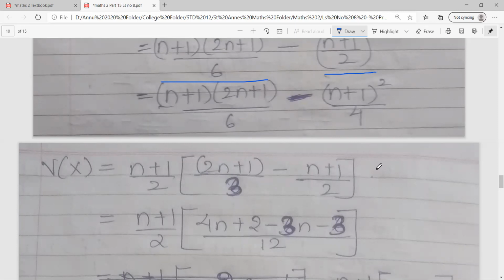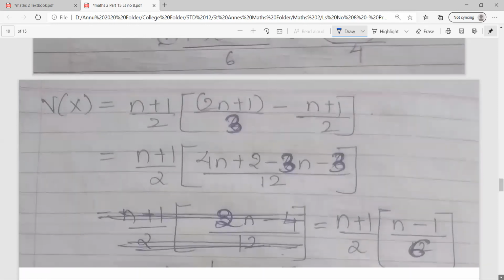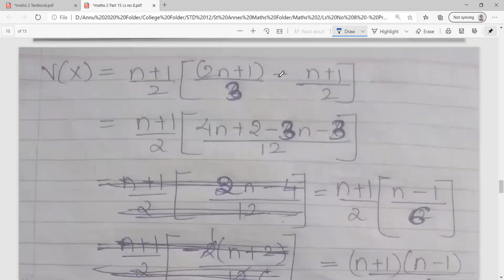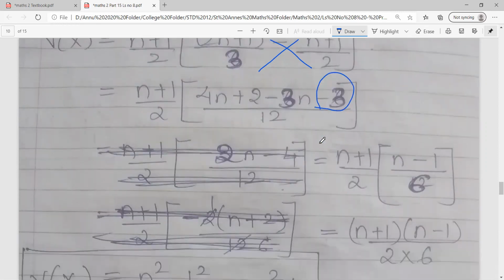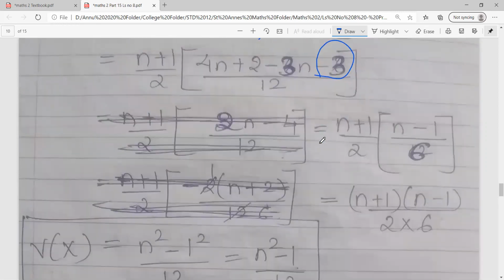So I will cross multiply. n plus 1 upon 2 I have removed as common. So 2n plus 1 upon 3 remains inside, minus n plus 1 upon 2. On cross multiplying I get 4n plus 2 minus 3n minus 3. Be careful of this sign. On subtracting I get n plus 1 upon 2 into n minus 1 upon 6. So n plus 1 into n minus 1 upon 2 into 6.